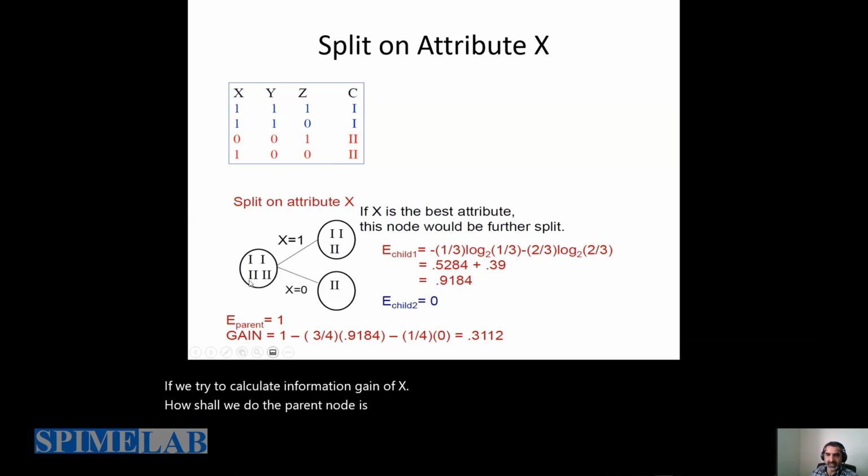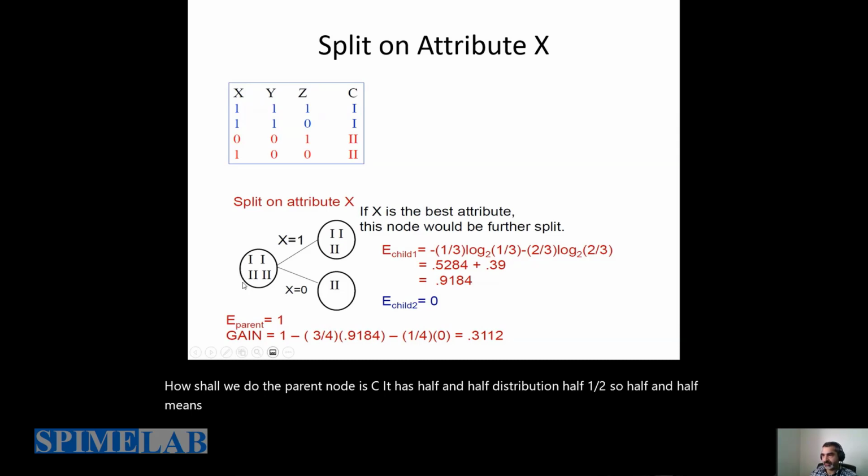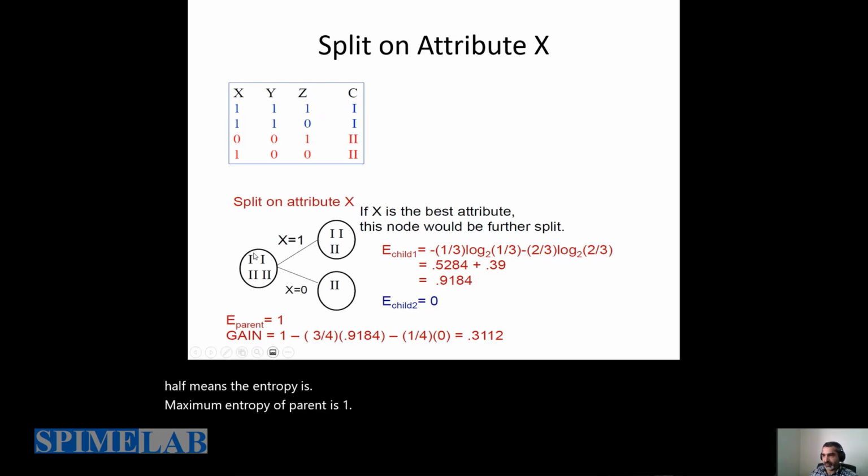It has half and half distribution, half 1, half 0. So half and half means the entropy is maximum. Entropy of parent is 1. For the child nodes, if we decide to split on X, when the value of X is 1, in that case, the value of C is 1 two times and 0 one time. In this case, for child 1, the expected entropy is 0.9184. For child 2, 0.